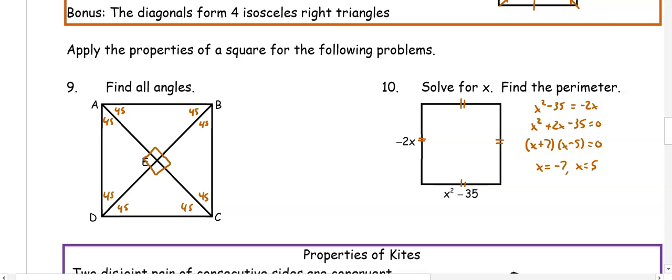Now, when we go to substitute, if I put in 5, negative 2 times 5 doesn't give me a positive side. So I'm going to cross that out. I'm just going to use negative 7. So negative 2 times negative 7, or negative 7 squared minus 35, gets us the same thing. All sides of the square are 14. So our perimeter is 14 plus 14 plus 14 plus 14, or 4 times 14, which is 56.